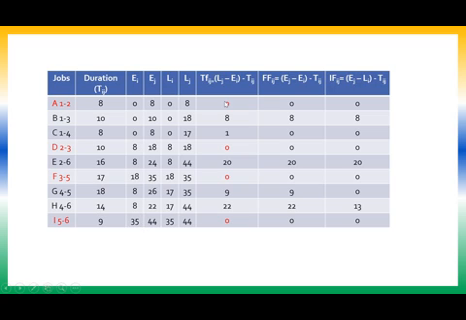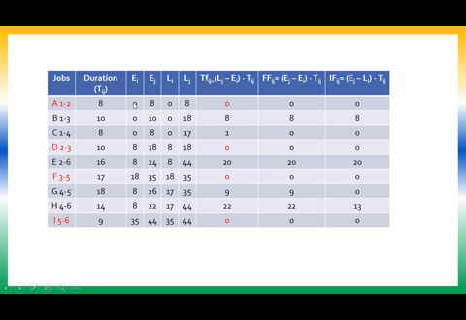So after calculating the total floats, highlight the zeros. You have a 0 here, here, here and here. So 4 activities are critical activities. They are A from 1 to 2, D from 2 to 3, F from 3 to 5 and I from 5 to 6. Okay. Next calculate the free floats.